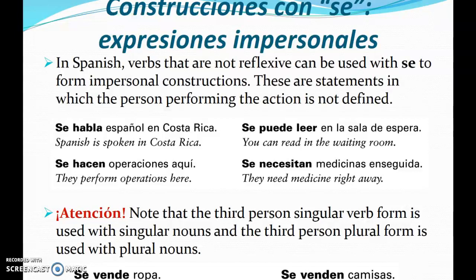So note that the third person singular verb is used with singular nouns, like se vende ropa. But the third person plural is used with plural nouns. Se vende ropa, but se venden camisas.